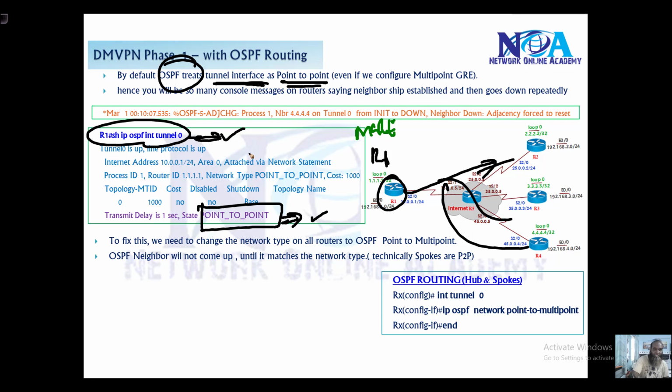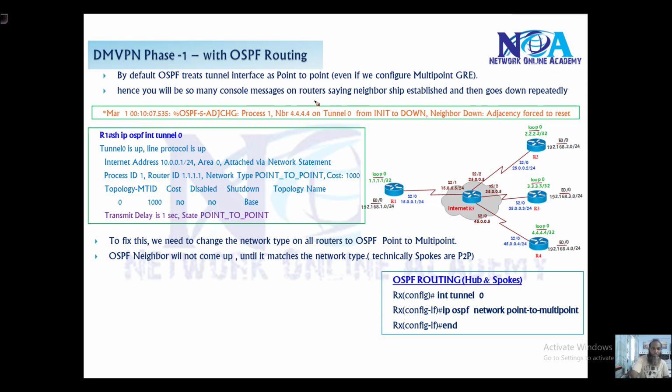That is the reason you see these console messages coming, where it goes from init to down or exchange to down. It doesn't end, it doesn't go to full state. Okay, so that's the problem. That's the reason you will see a lot of console messages on the routers saying the neighborship is established, and then it goes down again.